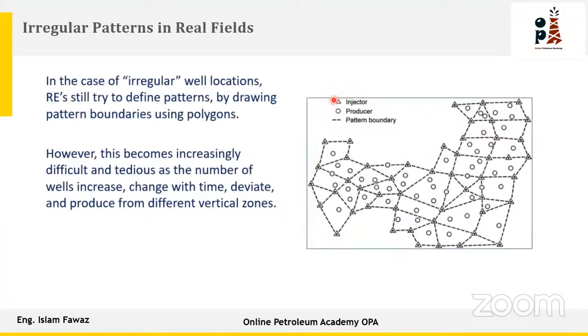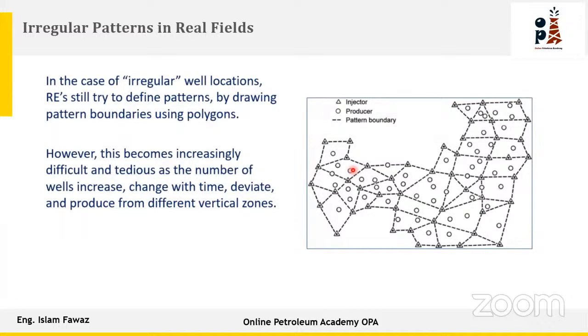But sometimes you have to deal with an irregular pattern in a real field. You have to draw this as a pattern here, and this is the injector, and this is the producer. So the reservoir engineer still needs to define the pattern by drawing this boundary polygon, but as a fixed well. If we increase the number of wells, or increase the offtake from this reservoir, this pattern will change. Why does it change? Because we are changing the dynamics in the reservoir. So this is very difficult when you are defining this.